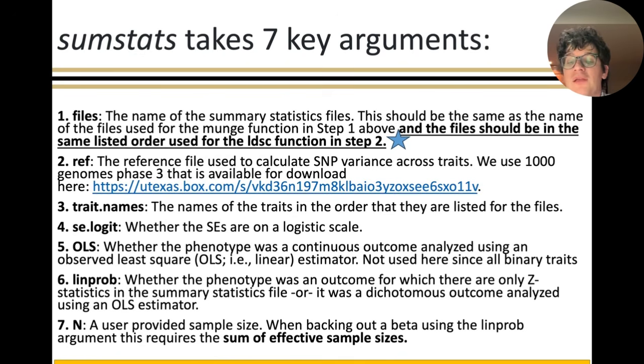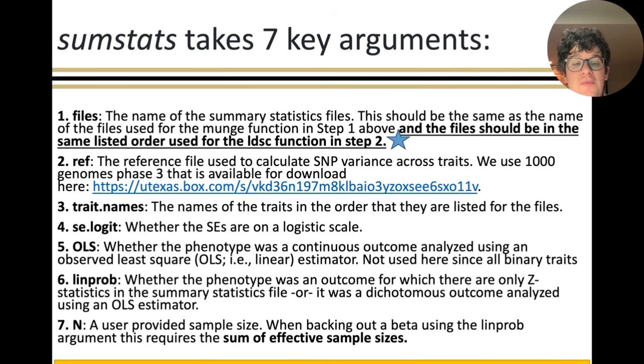That's maybe becoming less common practice as the estimators are getting more and more efficient. But for now, there are GWAS out there where you might have a binary outcome that was analyzed using OLS. And in that case, you need to be setting linprob to true. The seventh argument you only need when you have a continuous trait or when linprob is set to true. It's a user-provided sample size, and if it's a linear probability model for a binary trait, this, like in MUNGE, should be the sum of effective sample sizes.